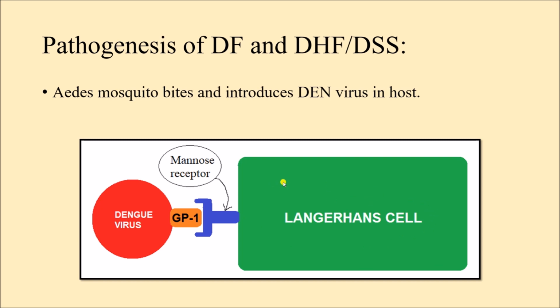One of the receptors present on the surface of the Langerhans cells is the mannose receptor. There is some interaction between the glycoprotein 1 of the virus as well as the mannose receptor of the Langerhans cells, and because of the interaction there is fusion of the virus to the Langerhans cells. This is how the attachment of the virus occurs to the Langerhans cell.